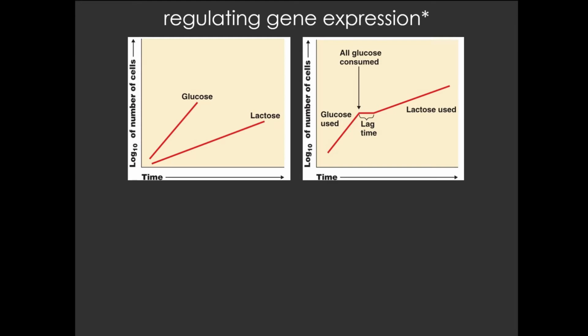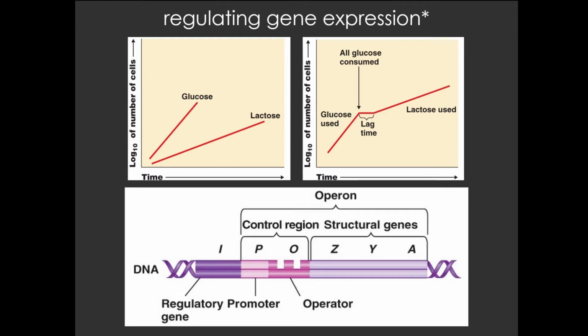The lag time between the use of glucose and growth using lactose as an energy source is what we want to talk about now, because that lag time represents the time it takes to transcribe and translate the genes for lactose catabolism, because the genes for lactose catabolism are contained on an operon. The operon that is specifically used to control the production of the genes involved in lactose catabolism is called the LAC operon, and its particular structural genes are shown below.